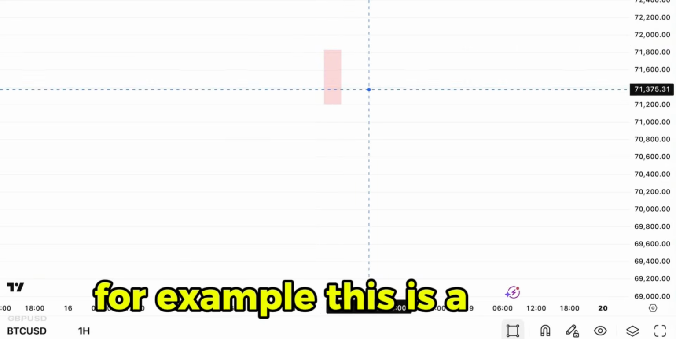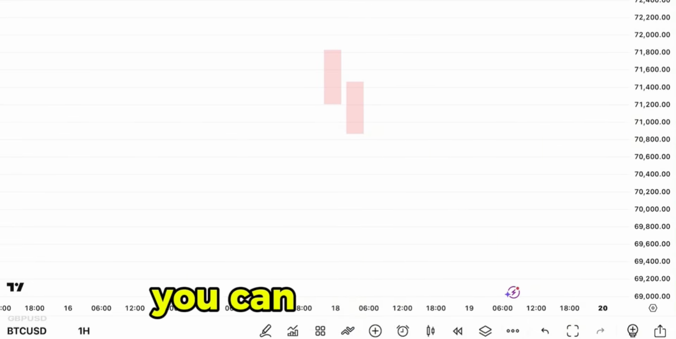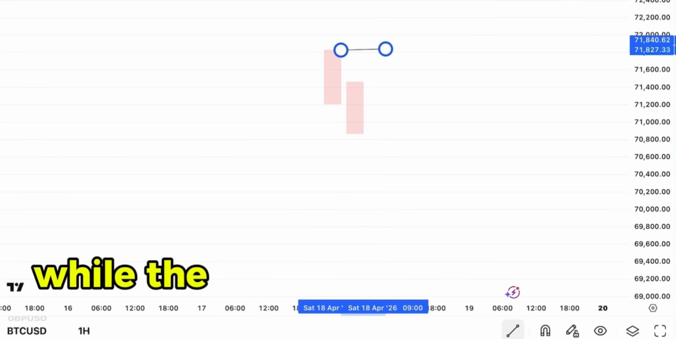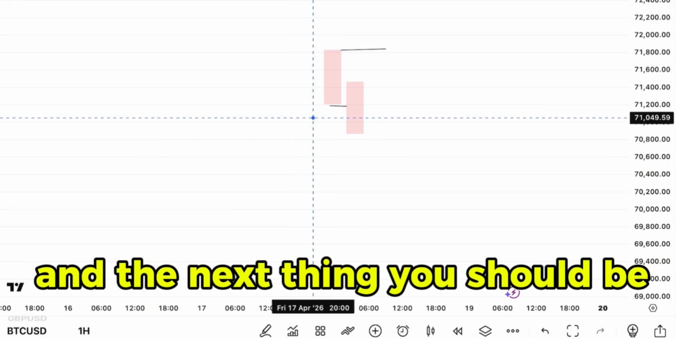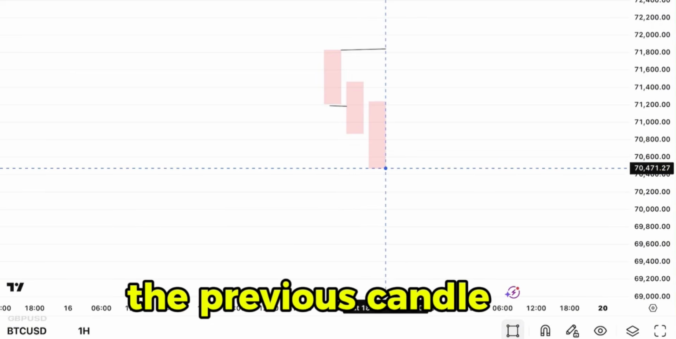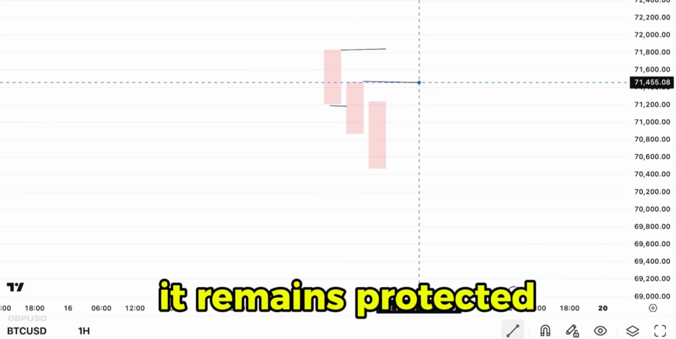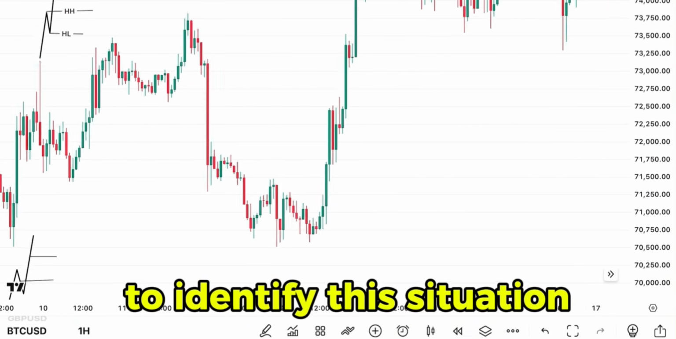For example, this is a candle, and we have the next candle just after it. You can see the high remains protected, while the low remains vulnerable in the market. And the next thing you should be expecting is for the next candle to break the previous candle low, but the previous candle high remains protected. Let's get straight into the market to identify this situation.